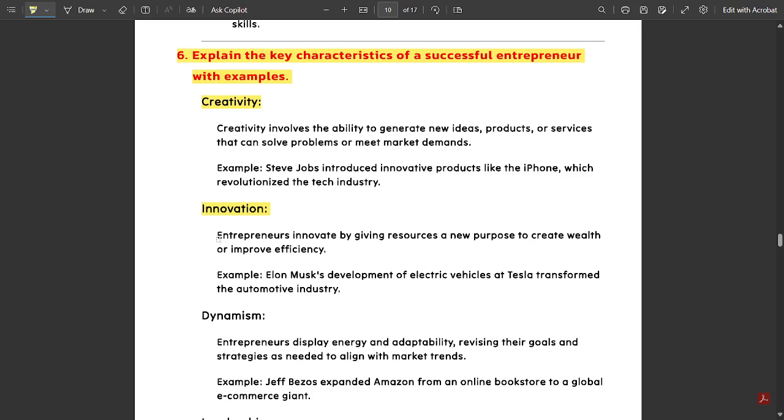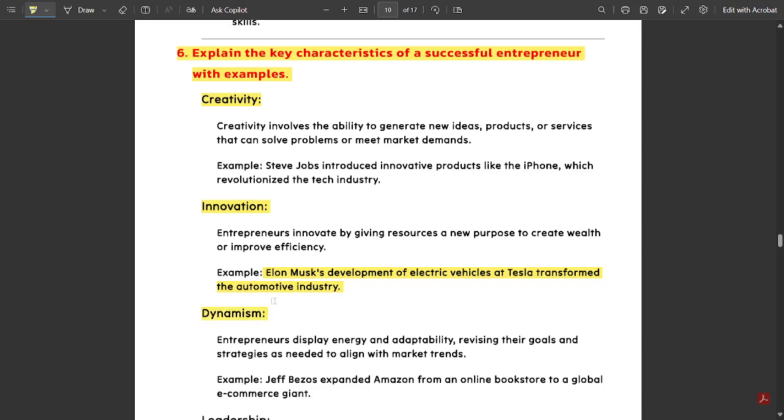Innovation: entrepreneurs innovate by giving resources a new purpose to create wealth or improve efficiency. For example, again a real life scenario they have mentioned here: Elon Musk's development of electric vehicles at Tesla transformed the automotive industry. Okay, the automotive industry has grown due to Elon Musk's innovation related to Tesla. You all might be knowing it, it is trending nowadays.